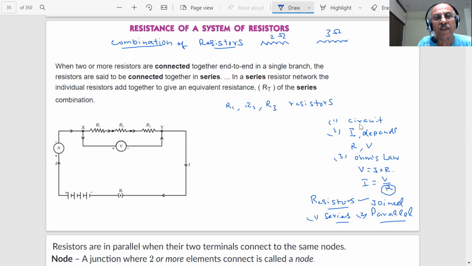When two or more resistors are connected together end to end, what do you mean by end to end, students? You have this resistance, you have another resistor, you have another one. This is my R1, this is my R2, this is my R3. So this is the end of this, and it is joined with this. This end is joined to another resistor.